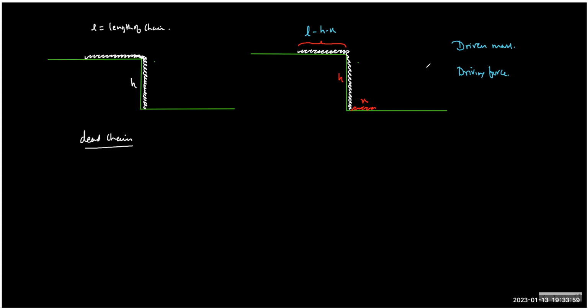So here the driving force is what? Who will drive the entire chain system? Tell me, guys. So the hanging part only. Is that part constant? I mean, at least till the chain falls off the table, yes, that part is constant. Which means the driving force here is constant.